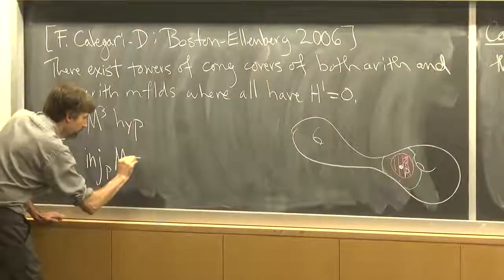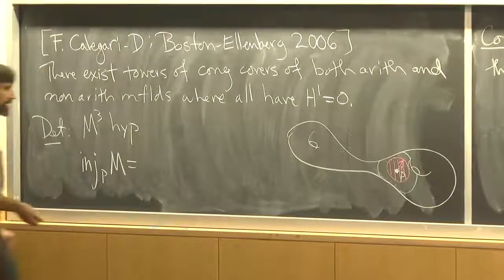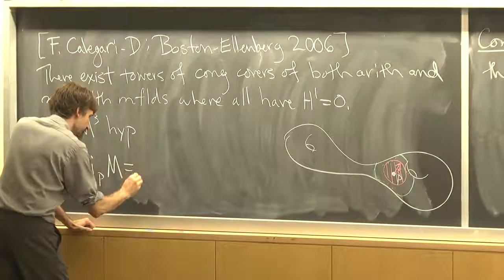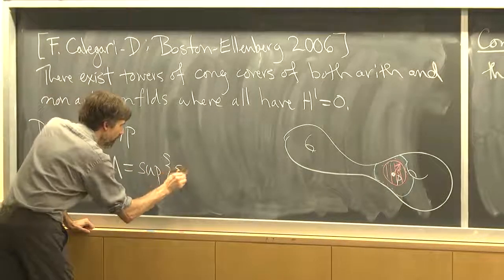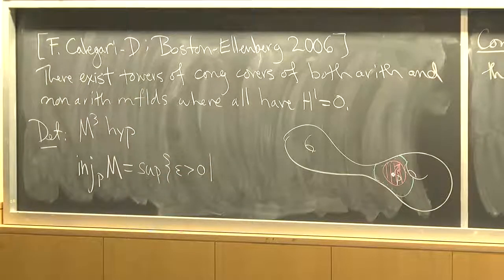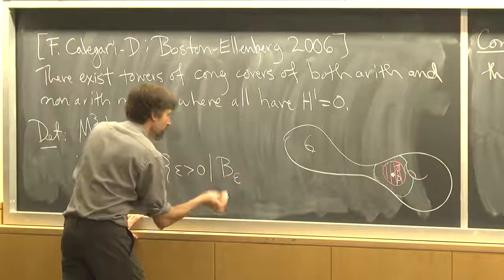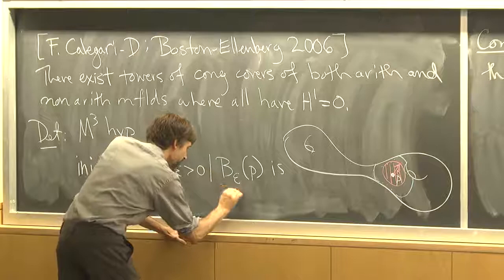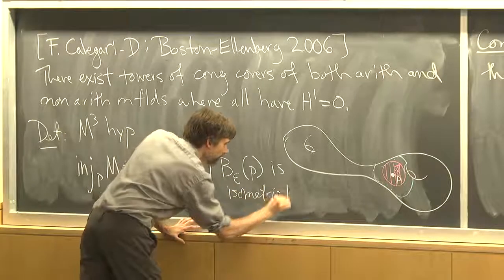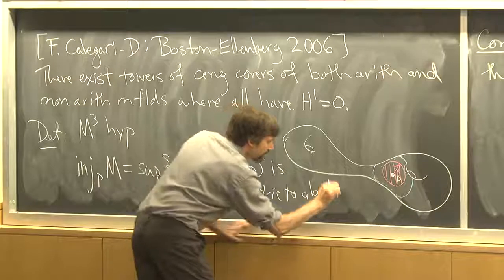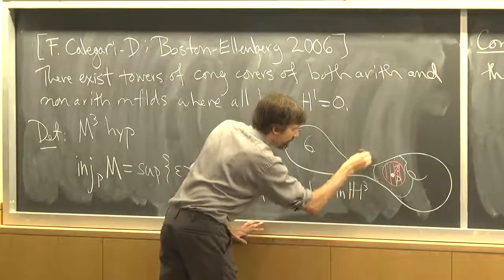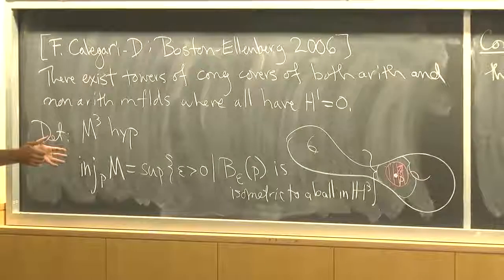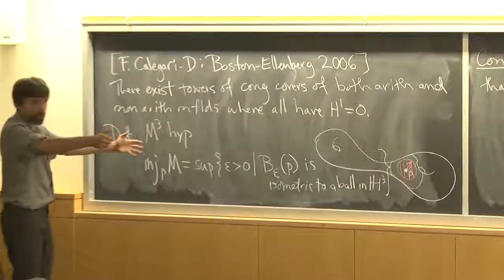of my hyperbolic manifold at P is just the largest ball you can get before it runs into itself. So this is the supremum over epsilon, so that, different ways I could say this, the ball of radius epsilon about P is isometric to a ball in H3. So put another way, it's the first scale on which you see any topology about that point.